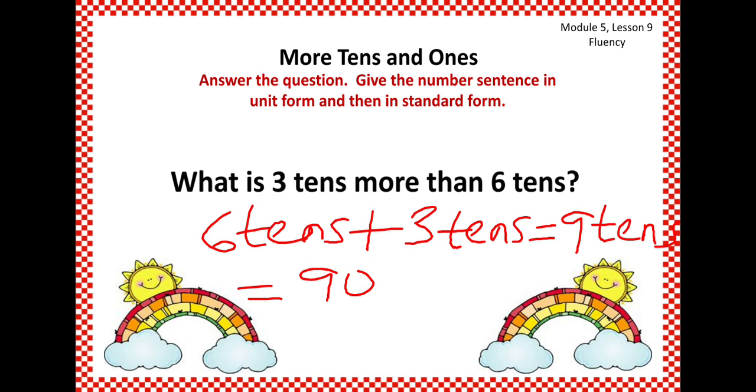Alright, answer the question, give the number sentence in unit form and then in standard form. Before us is, what is 3 tens more than 6 tens? This simply means we are going to add 3 tens to 6 tens because it says 3 tens more. So 6 tens plus 3 tens is 9 tens. And 9 tens in standard form is 90.